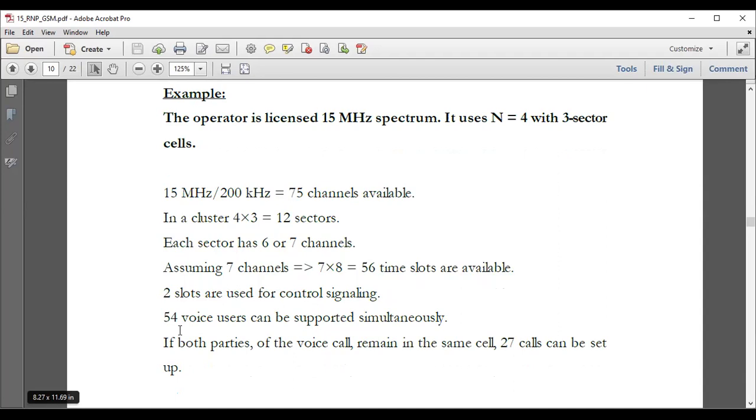They have voice slots for voice calls. But just to let you feel that a voice call involves two parties at the two ends. So if both of these parties are in the same cell, then every voice communication setup is actually using two time slots for the two users at the two ends. So you have 27 calls for the 54 voice users.